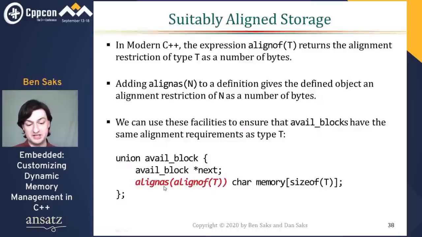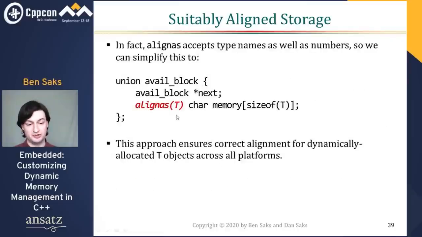So we can use this approach to make sure that our memory is properly aligned for objects of type T, or actually you can just give alignas the name of a type and write it this way instead. Either way, our available blocks should now be aligned in such a way that they can properly store T objects.